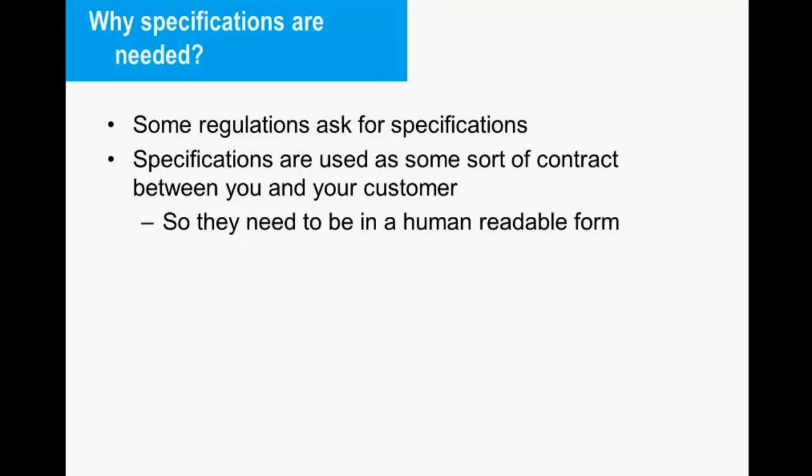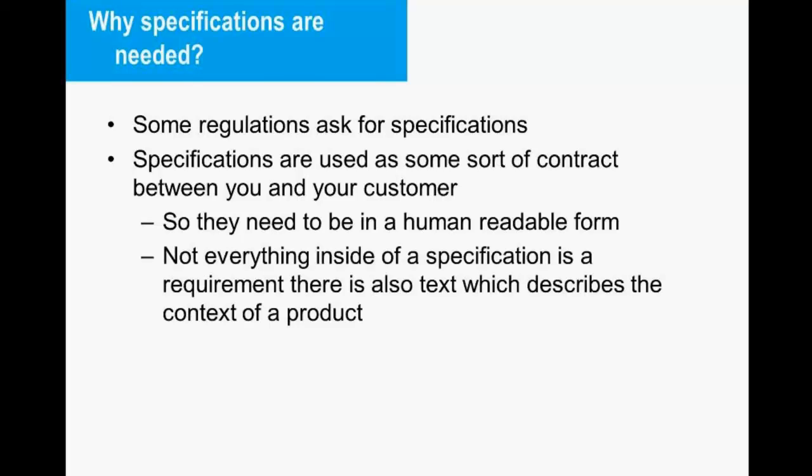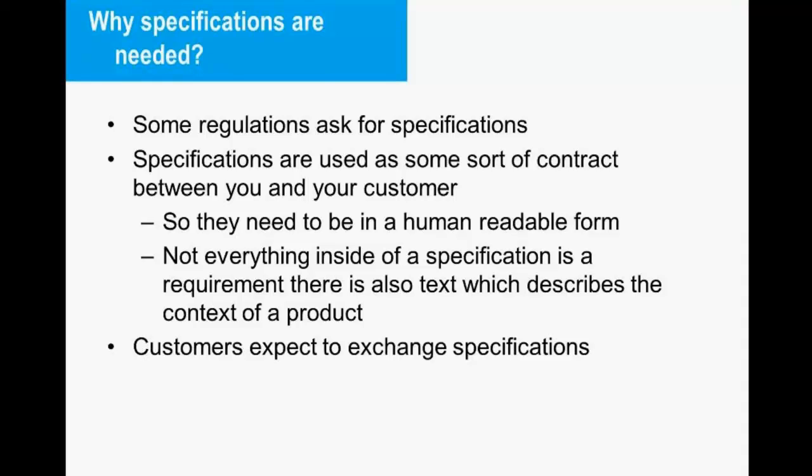So these specifications should be in a readable form for a human. A customer, for example, doesn't want to have a list of all requirements. It needs to be in a specification where you might have some images, some diagrams, and of course requirements. So not everything inside of this specification is a requirement. There could also be some free text which describes the context of the whole product. So it describes it much better. And of course, these customers expect to exchange these kinds of specifications because they don't want these lists of requirements. They want to have a specification where they can check and review if everything is fine.